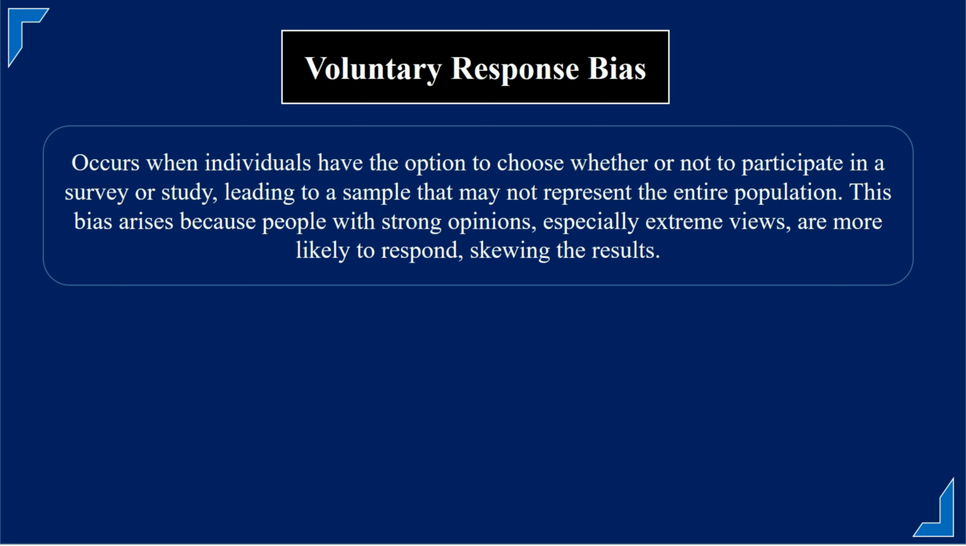Voluntary response bias occurs when individuals have the option to choose whether or not to participate in a survey or study, leading to a sample that may not represent the entire population. This bias arises because people with strong opinions, especially extreme views, are more likely to respond, skewing the results.